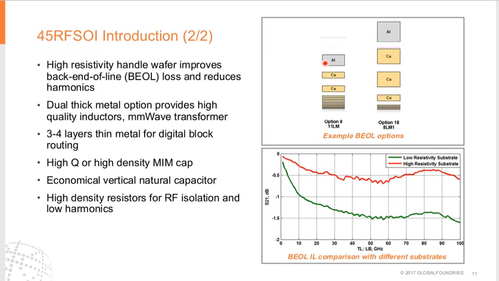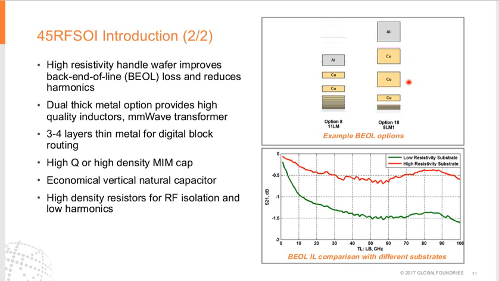So in 45 SOI, we provide a high resistivity substrate to improve the back-end loss and reduce the harmonics. So this is a 2 back-end option example. This one is targeted for more digital applications, and this one is targeted for the mmWave application. We added 2 thick copper and 1 thick aluminum layer.